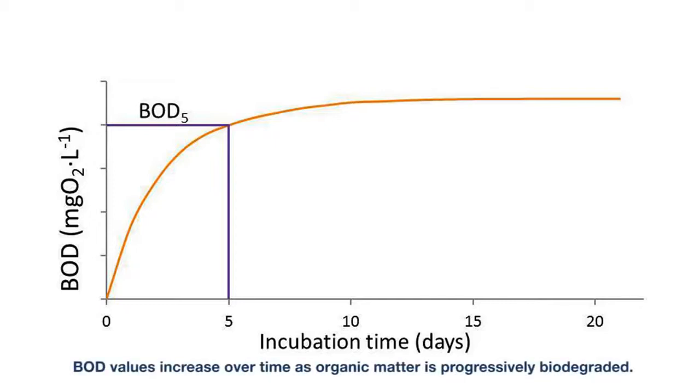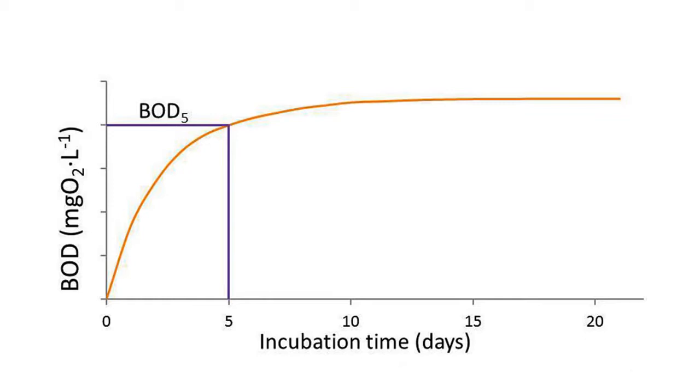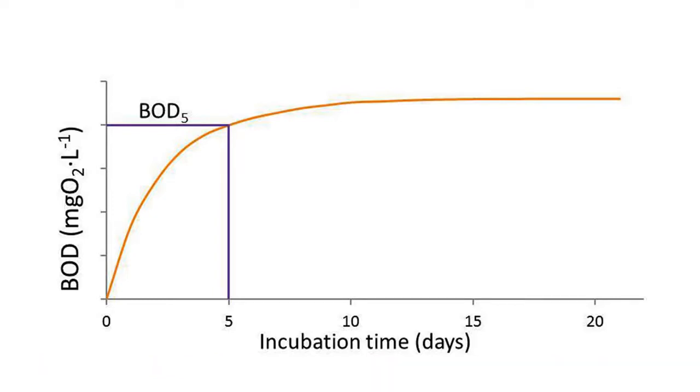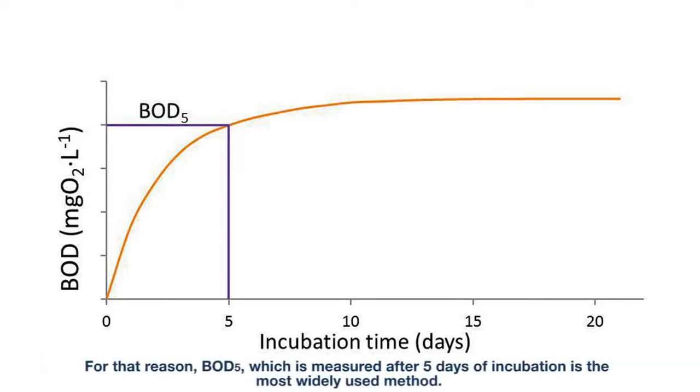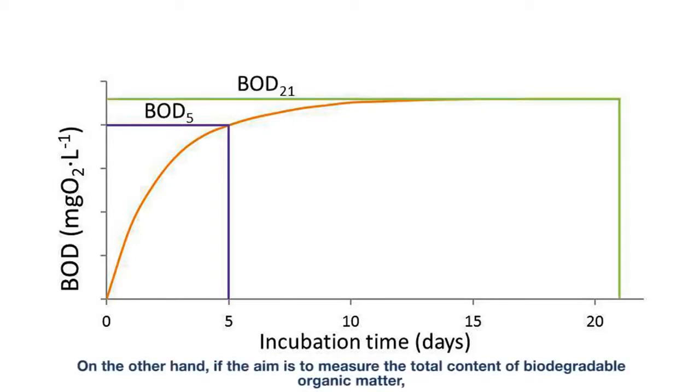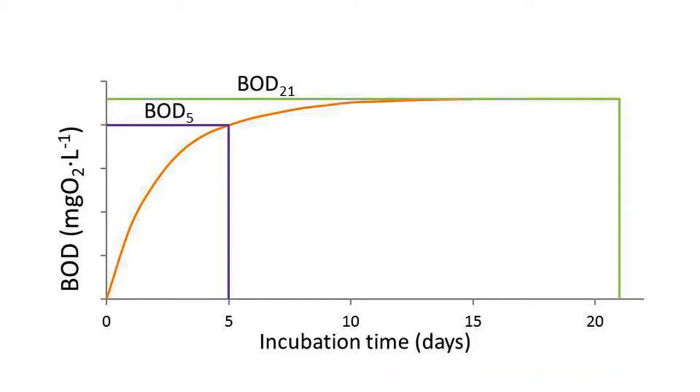BOD values increase over time as organic matter is progressively biodegraded. However, after 5 days, the majority of the organic matter contained in the sample has already been degraded. For that reason, BOD 5, which is measured after 5 days of incubation, is the most widely used method. On the other hand, if the aim is to measure the total content of biodegradable organic matter, BOD 21 is measured after 21 days of incubation.